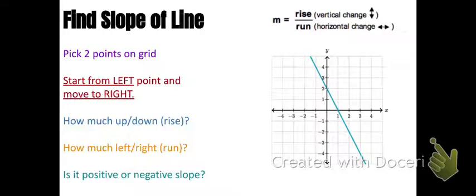Here we're going to find the slope of a line given a graph. And we're going to use the fact that slope is rise over run. That is, how much do you go up and down divided by how much you go left to right. So the first step we're going to use is to pick 2 points.